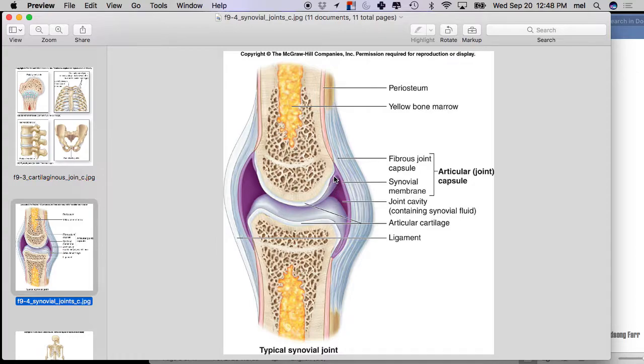And every space inside the joint capsule that isn't coated with cartilage is coated with what we call the synovial membrane. And this is the membrane that actually makes the fluid. It makes the fluid and dumps it in there. It looks like an epithelial tissue, but it's not. Strangely enough, it's actually a connective tissue. Okay, so that will make the fluid and dump it in there.